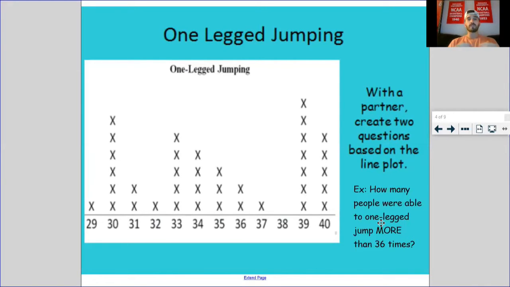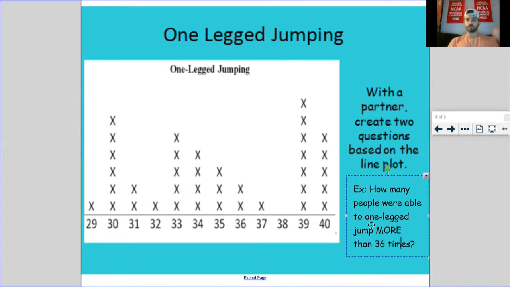So if I want to know more than 36 times, obviously I know I'm going to start somewhere around here, but more than 36 does not include 36. That just means I need to look at 37, 38, 39, and 40. So I got one kid here, 2, 3, 4, 5, 6, 7, 8 kids, 9, 10, 11, 12, 13 people jumped more than 36 times. What I mean by saying one word could change that whole question: I could say how many people were able to one-legged jump 36 or more times? If I add that "or" in there, then I would add those 2 kids who had 36.